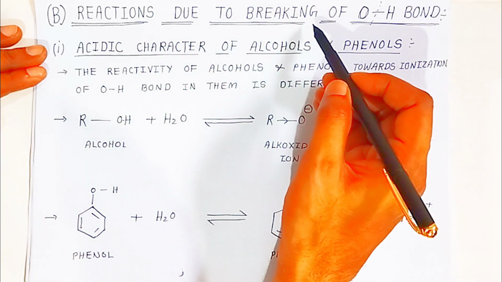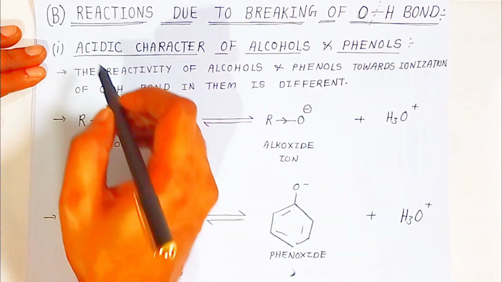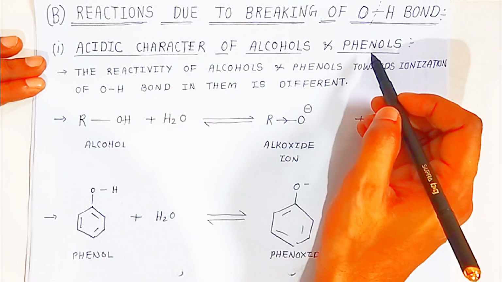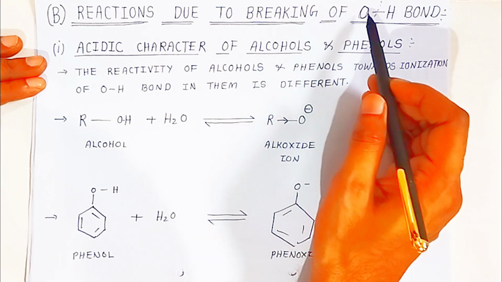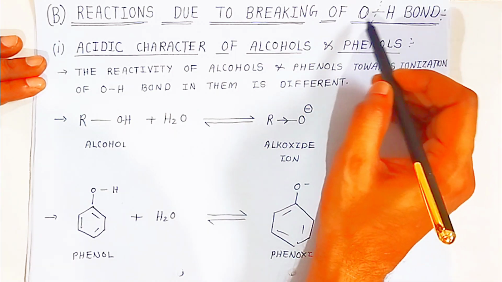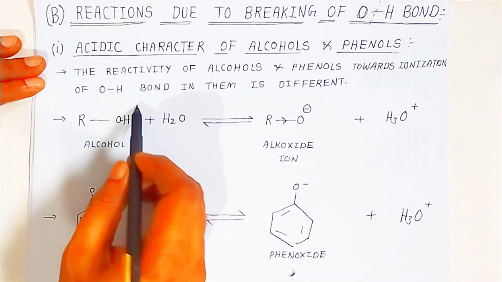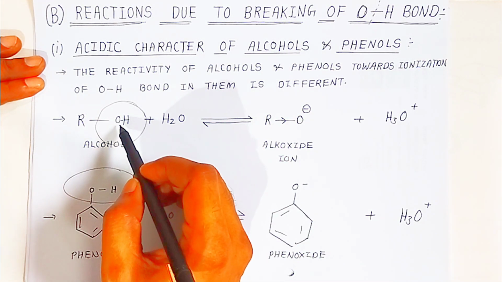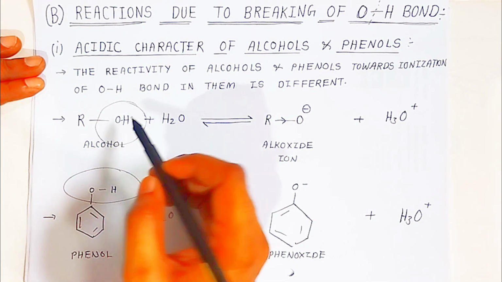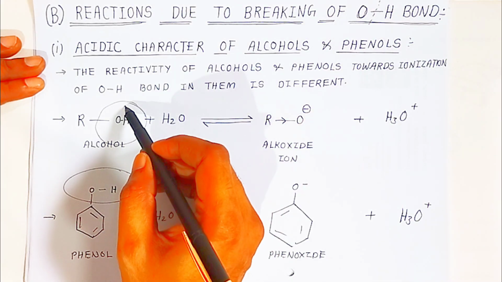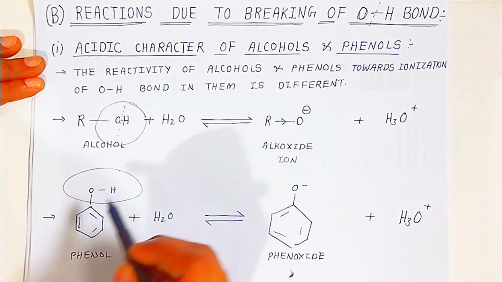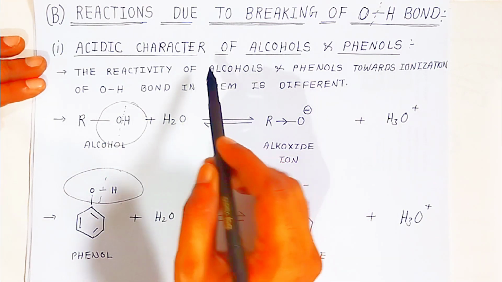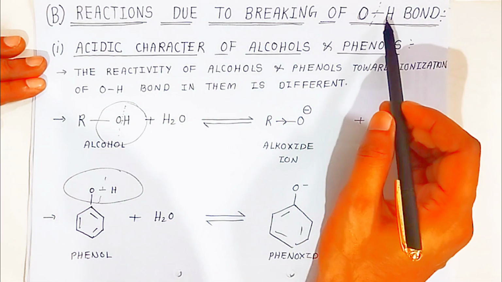Reactions due to the breaking of the oxygen-hydrogen bond. Now here, students, first we will see the acidic character of alcohols and phenol. If you want to study the breaking of the oxygen-hydrogen bond, that is, the hydroxyl group which is attached to the alkyl group, in the hydroxyl group you have oxygen and hydrogen. So there is a breaking of the bond between the oxygen atom and the hydrogen atom. Because of this breaking, students, the reaction takes place. That is, we are going to see the reactions due to breaking of the oxygen-hydrogen bond.